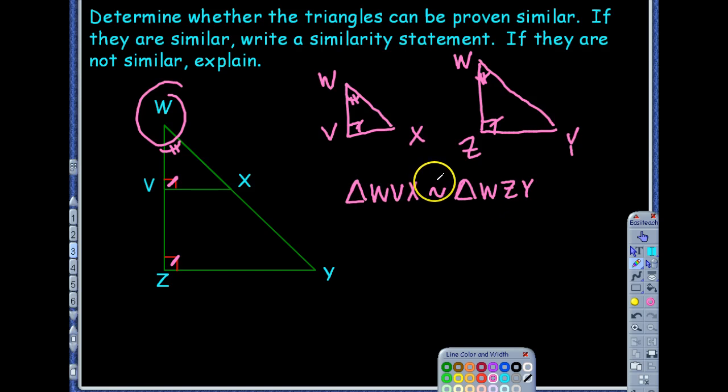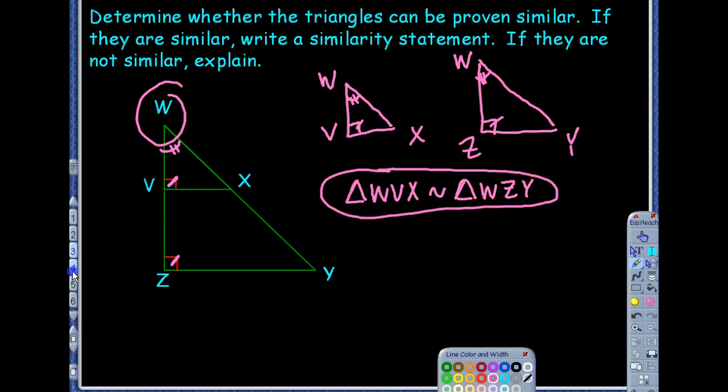And again, make sure you put the similarity symbol, not the congruent symbol, because we've dealt with congruent mostly this year. So just keep that in mind. And it doesn't say anything more. It doesn't say give a reason. It just says write the similarity statement. So that's really all you have to do on this problem.